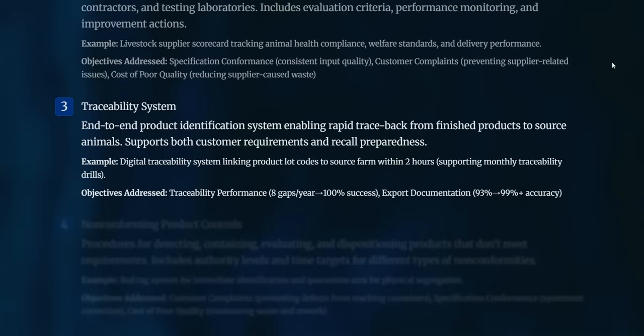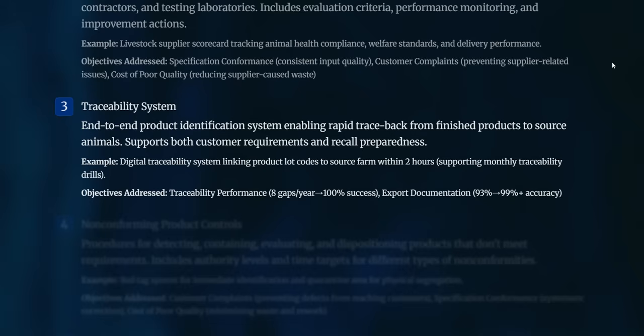The third output is traceability system. You should be able to conduct an end-to-end product identification system, enabling rapid trace back from finished product to source animal, supporting both customer requirements and recall preparedness. Example here in our case study, a digital traceability system linking product lot code to the source farm within 2 hours, supporting monthly traceability drills.